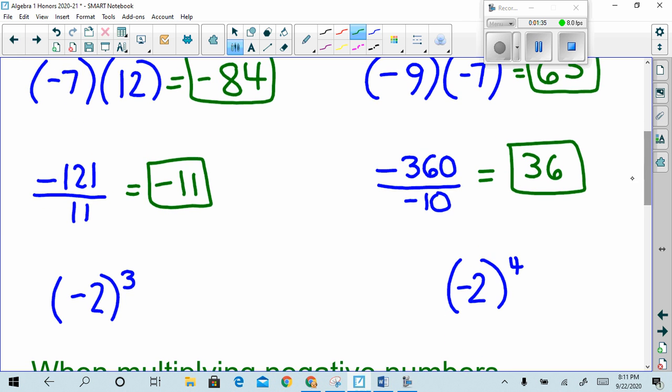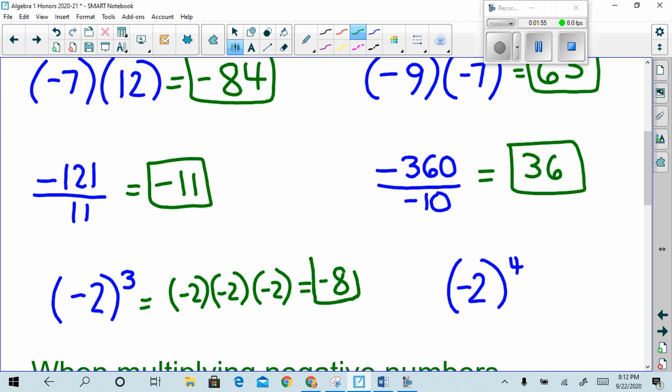Now let's look at multiple factors. This is the same as if I said, let's take -2 and multiply it by itself 3 times. When I have an odd number of negative factors, my product will be negative. So I don't have to go from problem to problem, multiplying as I go along. I can scan and see that there is an odd number of negative factors, so therefore my product will be negative. And then it goes to show that if I have an even number of negative factors, then my product will be positive.